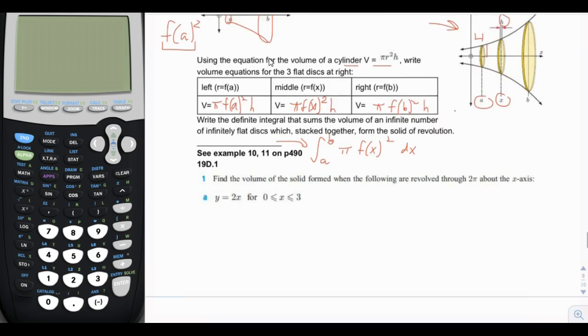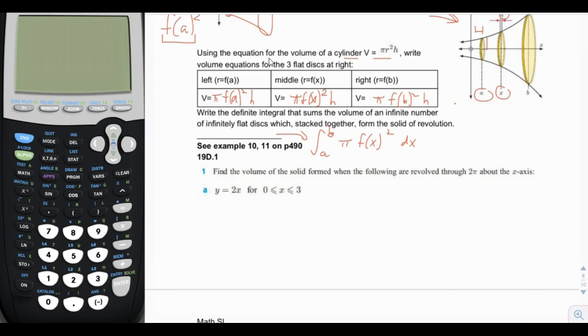Find the volume of a solid formed when the following are revolved through 2 pi around the x-axis. Okay, so now they're actually giving us a real function, and 2x happens to be a line that looks kind of like that. And so we are going to take from 0 to 3, we're going to rotate it. It's going to make like a really flat cone, right? So we're going to do exactly what we did here. A to b is 0 to 3, and then we're going to have pi, and then we're going to have 2x, which is the function, and we're going to square it, and then we're going to finish off with dx here.